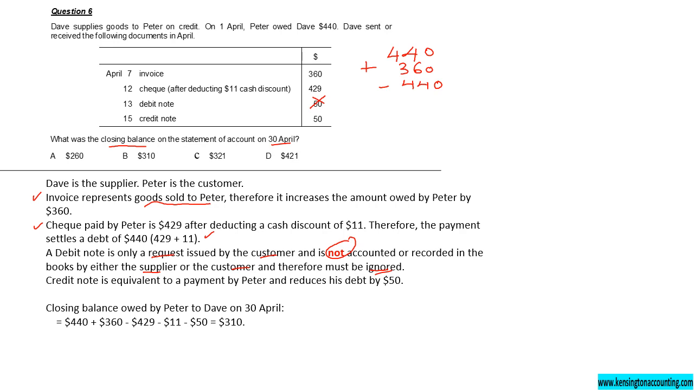Lastly, we have the credit note. Now the credit note is in fact related to the debit note. When the credit note is issued by the supplier, it means the supplier has accepted the request of the debit note and has issued a credit note. And the credit note will therefore reduce the amount owed by Peter to Dave. So at the end of the month, when we add all four, we get 310, and therefore the amount owed by Peter to Dave at the end of the month is B.